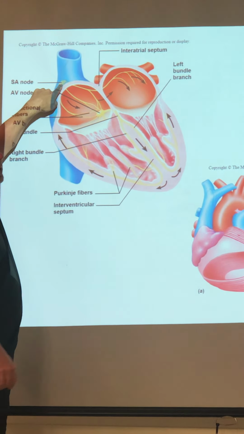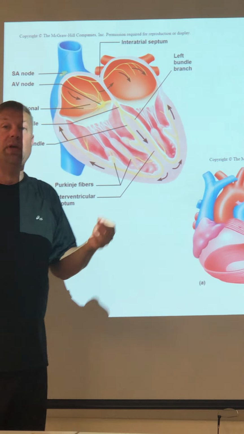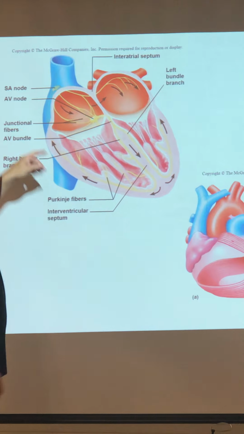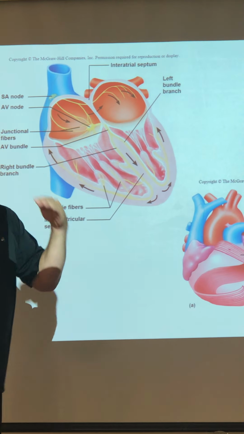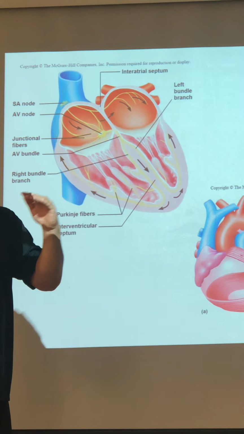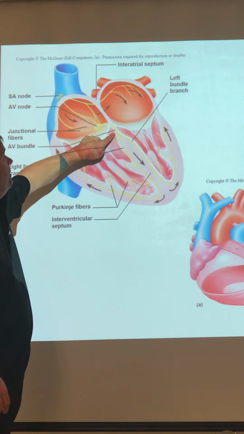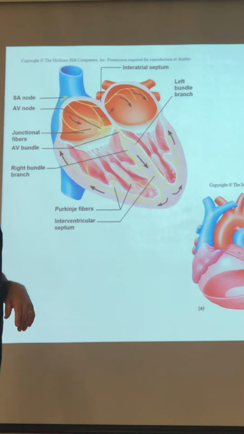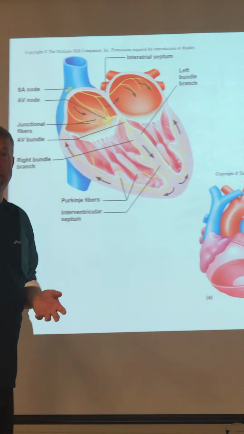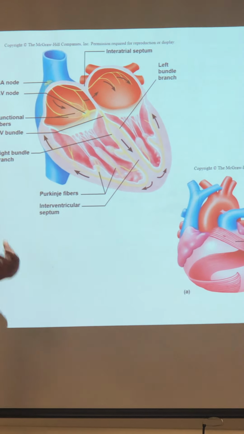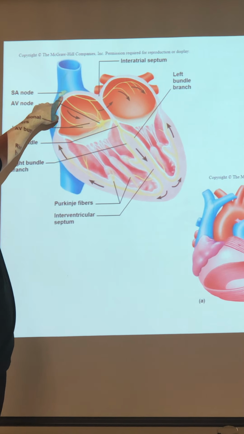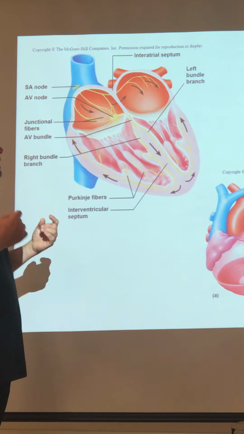The SA node is called the natural pacemaker. It will cause the heart to beat about 60 to 80 beats a minute. It can wear out. If it wears out, the AV node will take over, but it will cause your heart to beat at 50 to 70 beats a minute. And then the AV bundle, which is also known as the bundle of His, will cause it to beat 40 to 60 beats a minute. So this is kind of as your heart wears out, something else takes over. But this is the natural pacemaker. It sets the pace, 60 to 80 beats a minute.